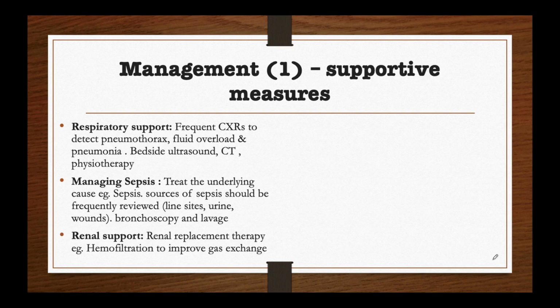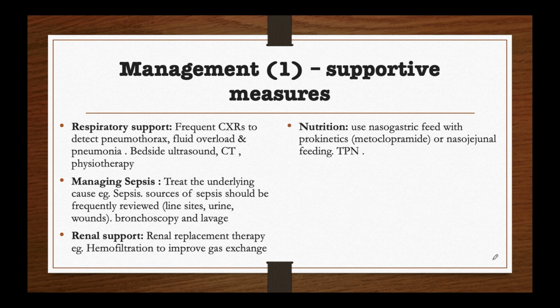Now, we also need to support the renal system, and renal failure is very common in acute respiratory distress syndrome. This may be due to the underlying condition, or even a low cardiac output, sepsis, and so on. There are a lot of things which can complicate acute respiratory distress syndrome, thereby causing renal failure. And so, renal replacement therapy, such as hemofiltration, may also help to improve gas exchange by removing excess fluid from this patient.